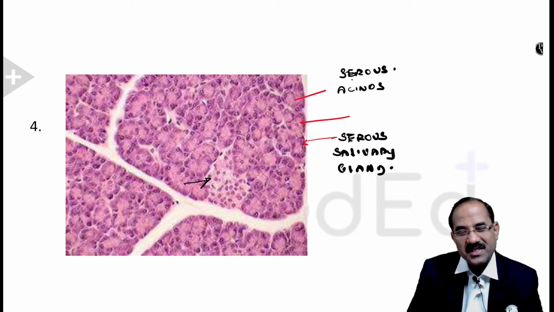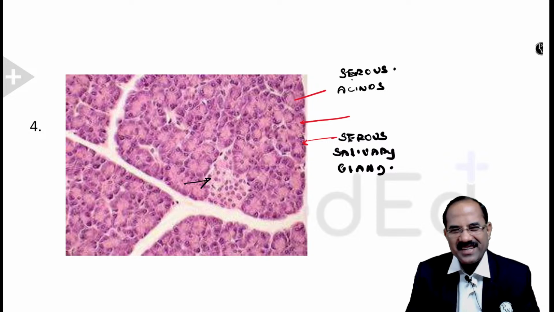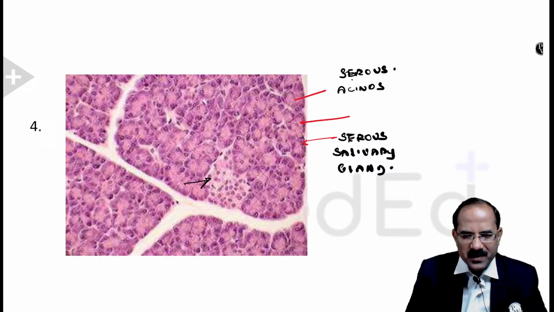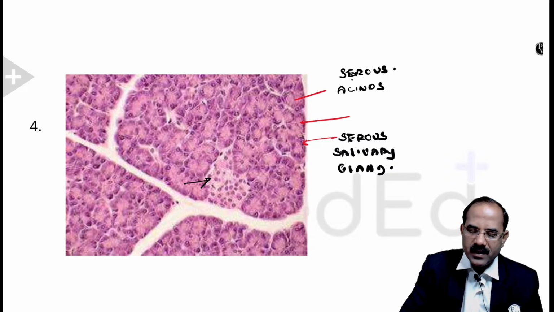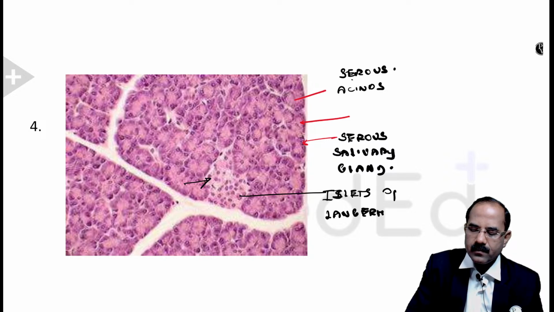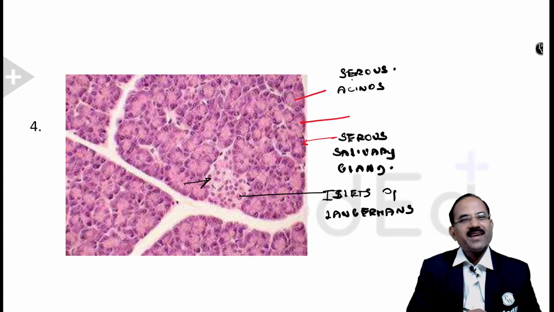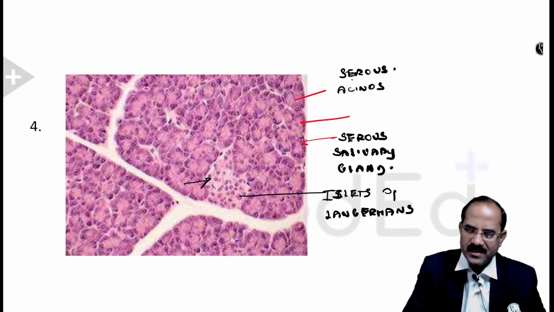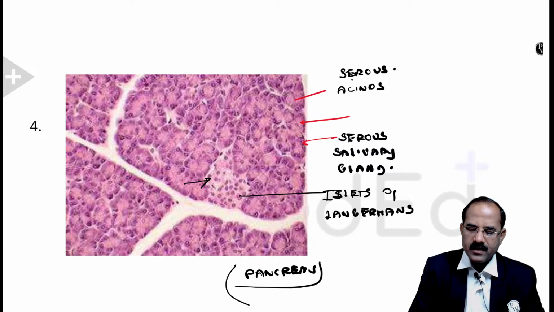It also has serous acini. Any guesses? Come on, children. These are the islets of Langerhans. So what do you think is this? Yes, slide of pancreas. This is the pancreas.